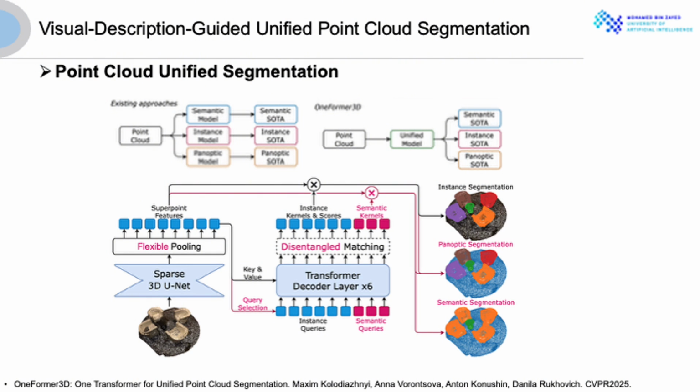Inspired by OneFormer in the image domain, OneFormer3D was proposed to unify semantic, instance, and panoptic segmentation within a single framework. It adopts a transformer-based architecture, using semantic queries and instance queries to generate their respective masks, and the panoptic results are simply obtained by merging them.